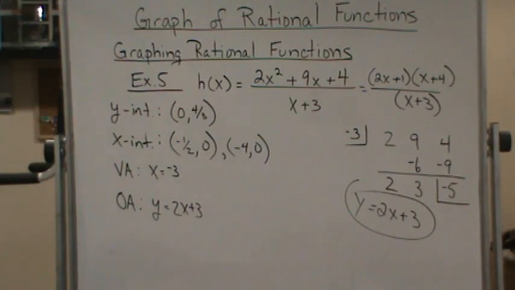Okay, what else can I get? Well, we know it won't cross the oblique asymptote. We know it won't cross the vertical asymptote. And since we have an oblique asymptote, we know that there are no horizontal asymptotes.